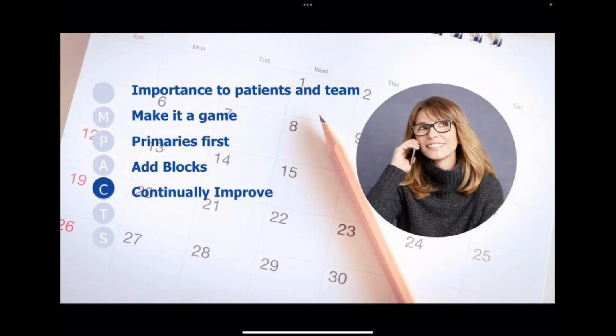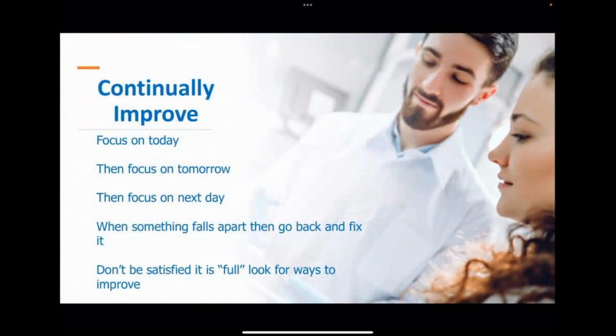Okay. Next is continually improve. So many times we build this schedule and then we think, oh, that's 2 weeks from Thursday, it'll be fine. And then it's 2 weeks from Thursday and we're like, oh my gosh, today's schedule is awful, right? We should continually be improving the schedule all the way up until the time of the schedule. And what I mean by that is, look at today's schedule. Today is the most important day in the schedule.